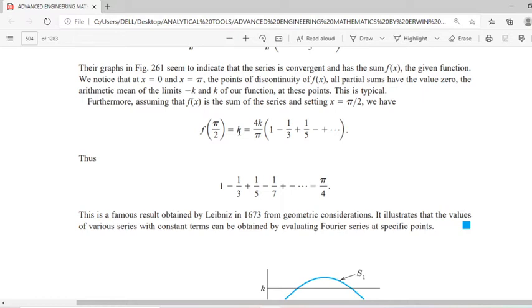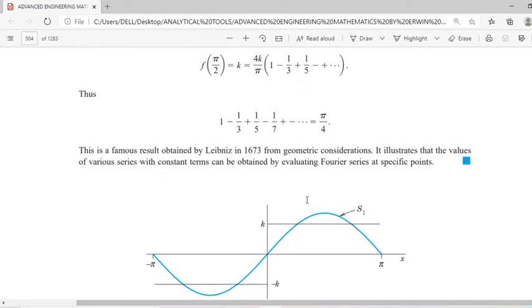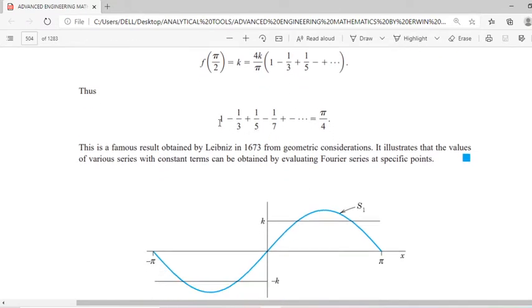is k. From this equation you can take the 4k by pi to the left side, then the remaining term only pi by 4. You will get the result: the sum of this series is pi by 4. So that is the application of Fourier series analysis. You will get the sum value of some unknown series.